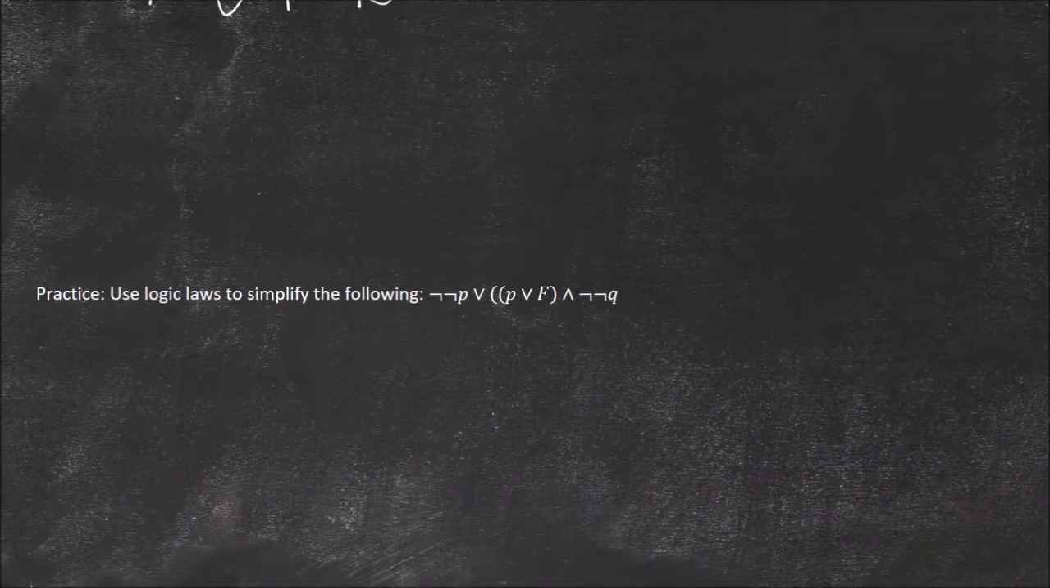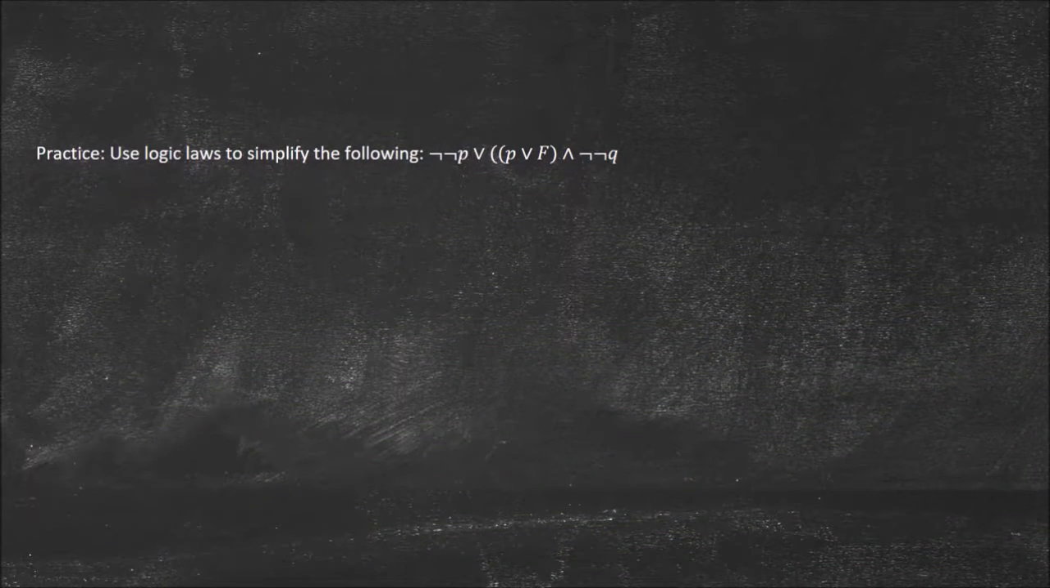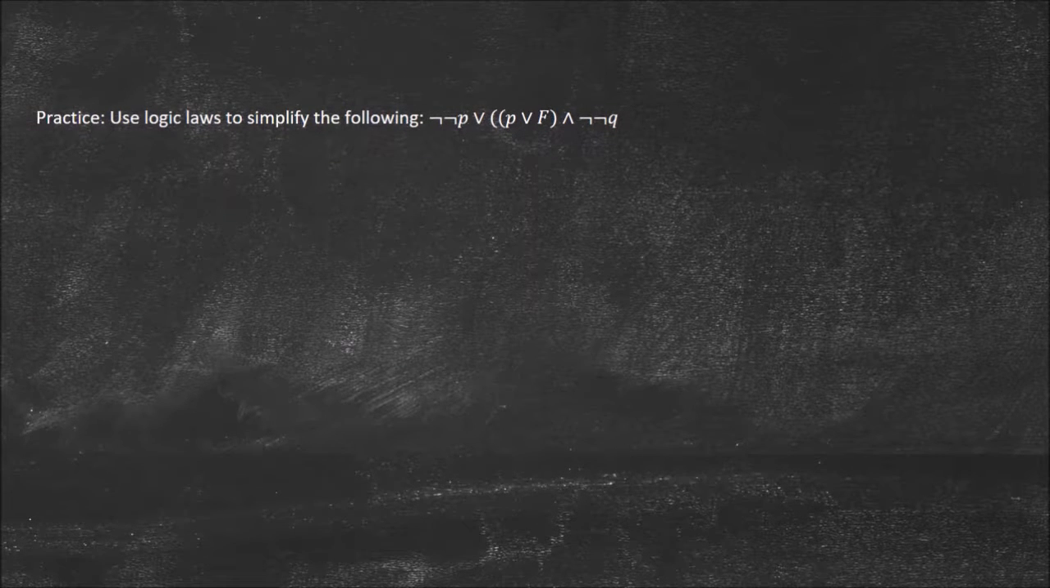Okay. So now let's look at some examples of how these rules help us out. Use logic laws to simplify the following. Got a really complicated one here. So pause the video, maybe try this on your own. This will really test if you know the rules. So not P or parentheses P or F and not Q.